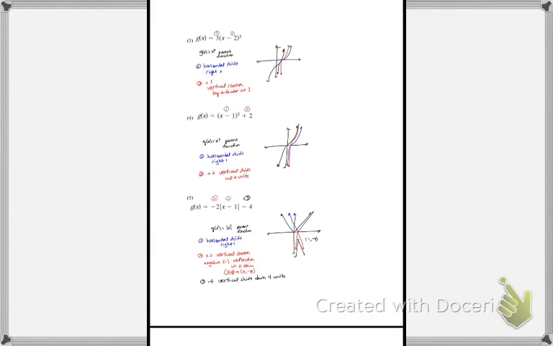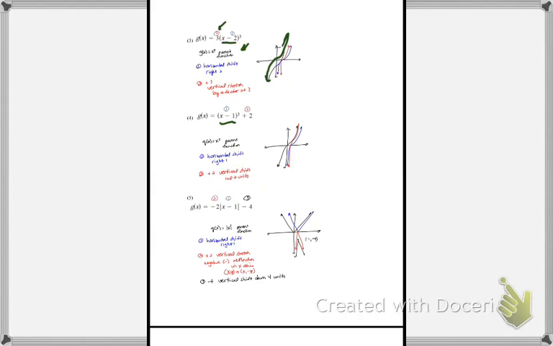Number 3 is using a cubing function as the parent graph. And my cubing function should go like this. From there, you're shifting it to the right 2. And then you're dilating this by a factor of 3. This is a vertical stretch by a factor of 3. You will stay right inside that line.